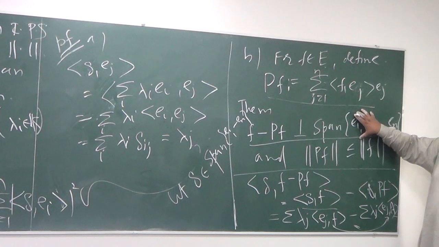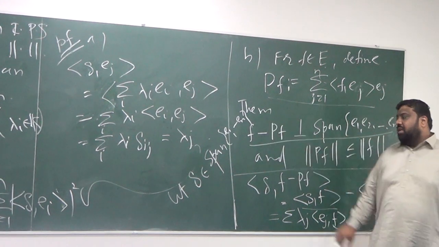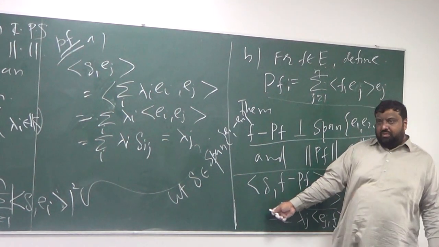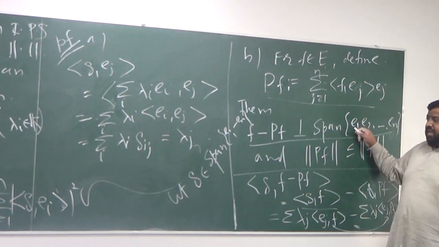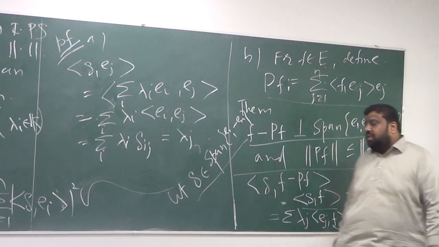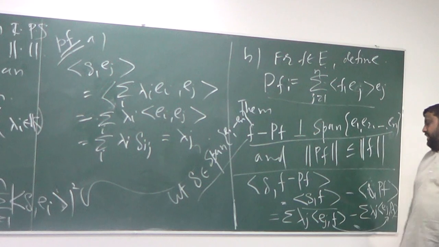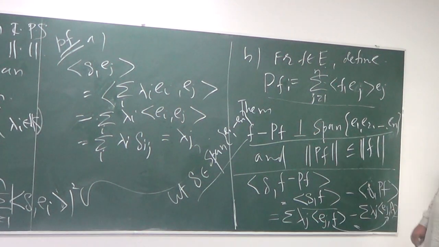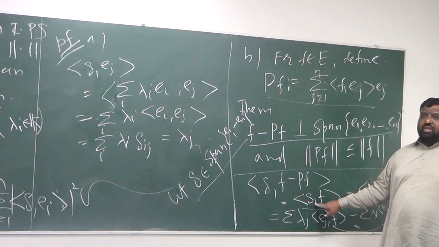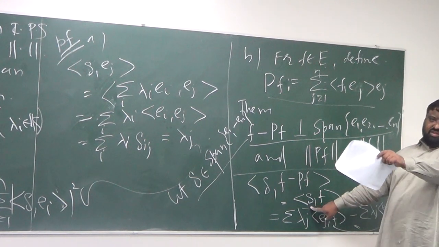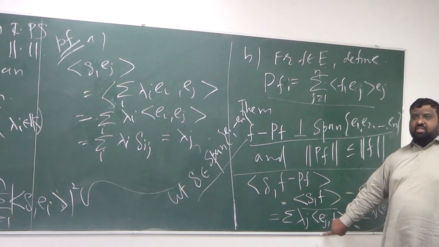So in order to show this orthogonality, I have to take an abstract element from here and show that it is orthogonal to F minus PF. So I took G from this span, which is here, and I'm taking the inner product of both. And then I use linearity on the first component, and I just wrote G F actually. I just substituted G here, I know the expression for G, so it turns out to be this.